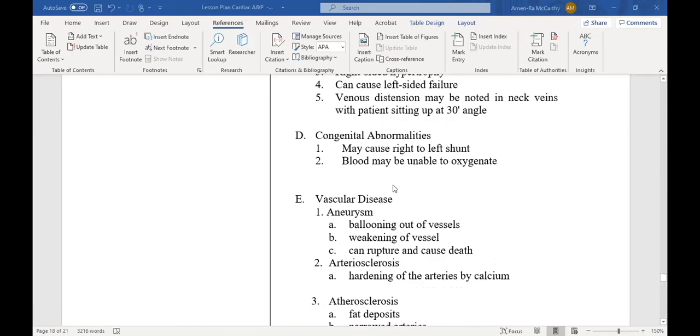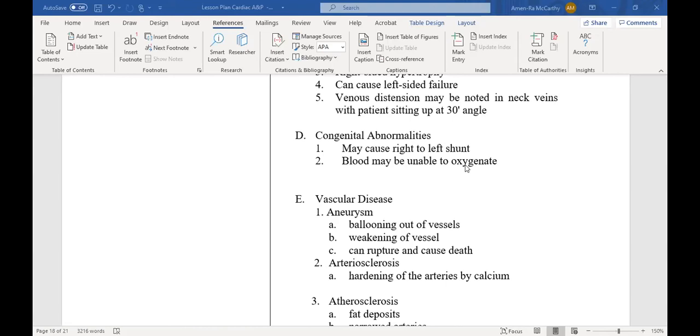And then congenital abnormalities may cause a right to left shunt, and you might not be able to oxygenate by birth. Patients can be born, let's just say one of them, with what's called transposition of the great vessels. The aorta and the pulmonary artery are considered the great vessels, okay? Some babies are born with the aorta where the pulmonary artery is supposed to be, and the pulmonary artery where the aorta is supposed to be. So you can imagine the blood that returns to the heart goes to the aorta instead of to the lungs, right? And so it skips the lungs.